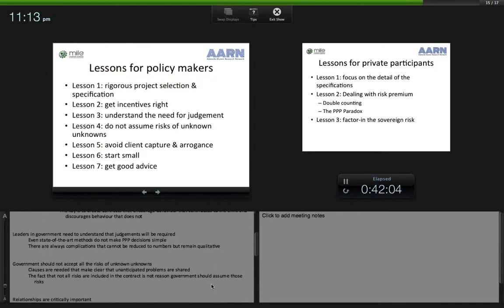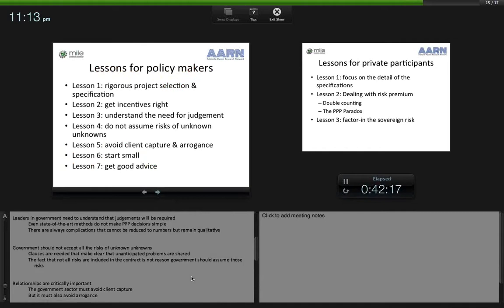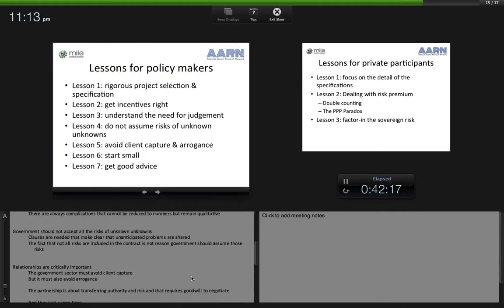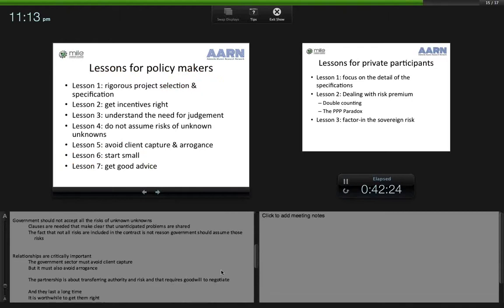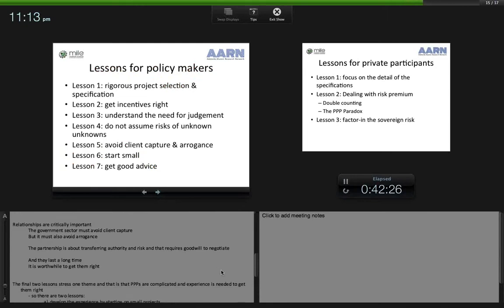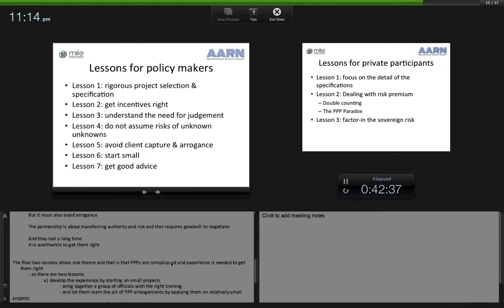Government should not accept all the risk of unknown unknowns. Clauses are needed that make clear that unanticipated problems are shared problems. The fact that not all risks are included in the contract is not reason government should assume responsibility for those risks. Relationships are critically important. The government sector must avoid client capture, but it must also avoid arrogance in dealing with the private sector. The partnership is about transferring authority and risk, and that requires goodwill.